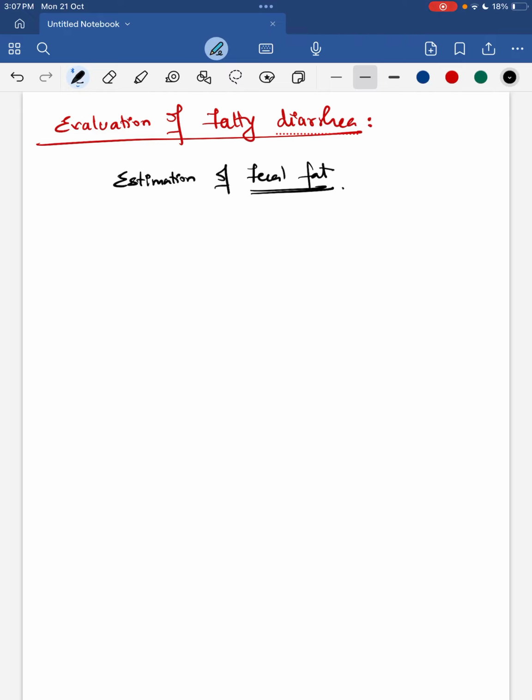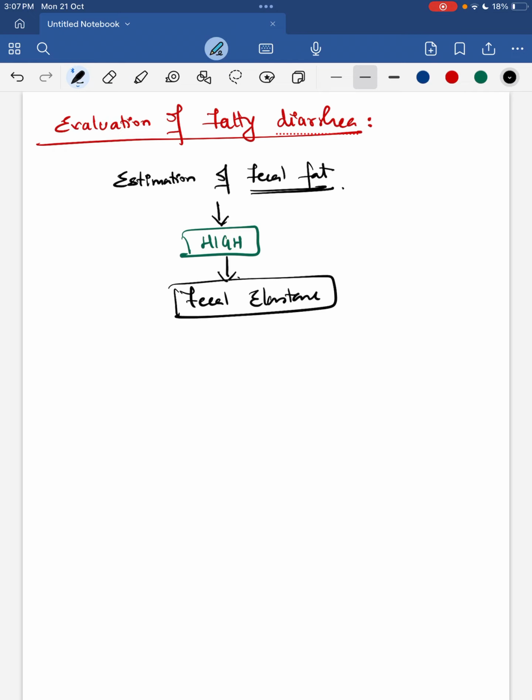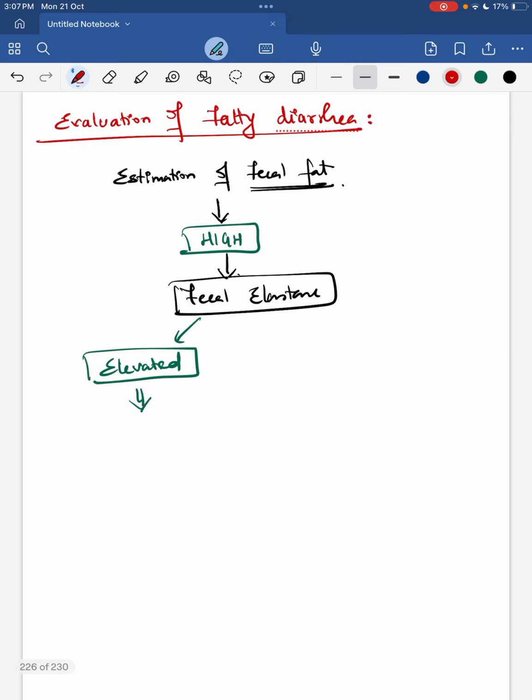Okay, when this fecal elastase level is normal, then it is mainly suggestive of intestinal fat malabsorption. Next, if the fecal elastase level is low, then it is mainly because of exocrine pancreatic insufficiency.